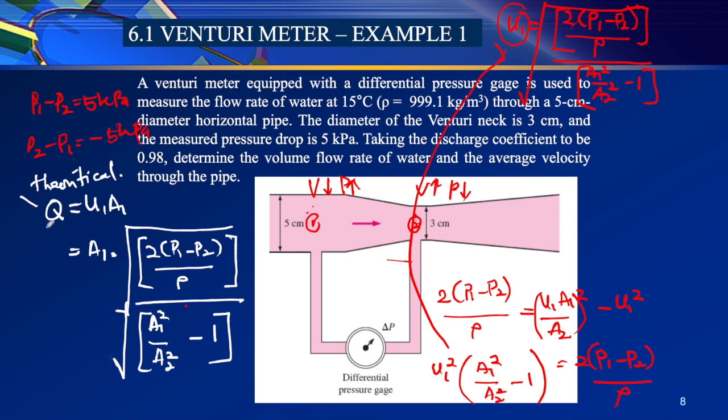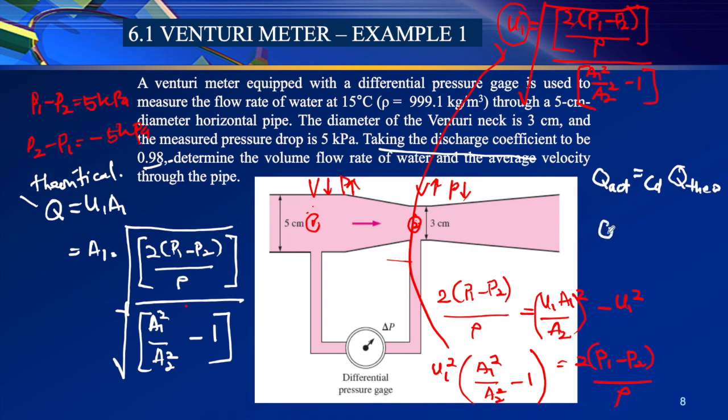So you already have theoretical. So I put it as Q actual. This is Q actual equal to CD times Q theoretical. This Q theoretical comes from this equation, and then CD comes from this value, 0.98.